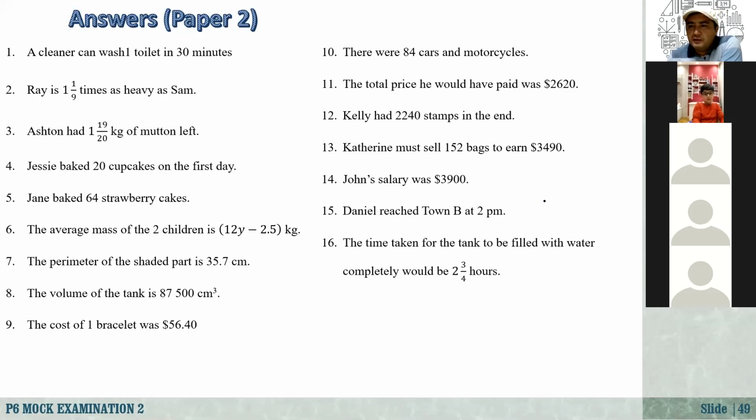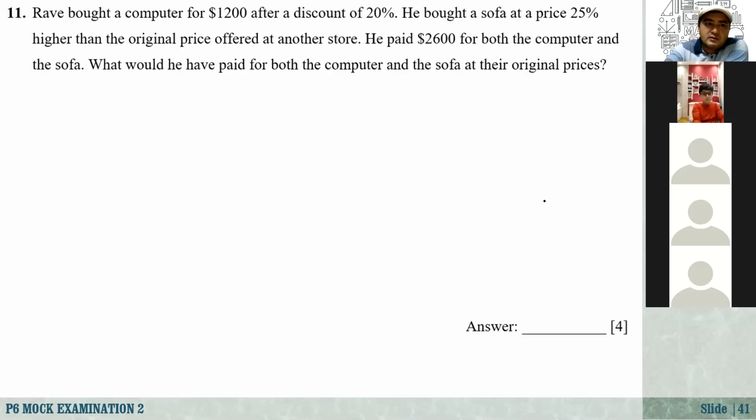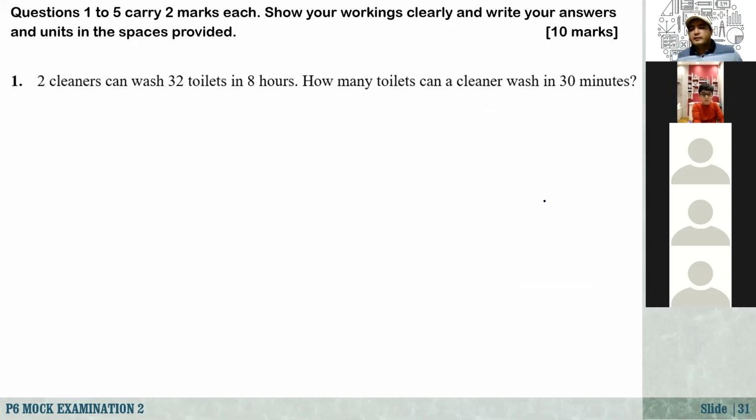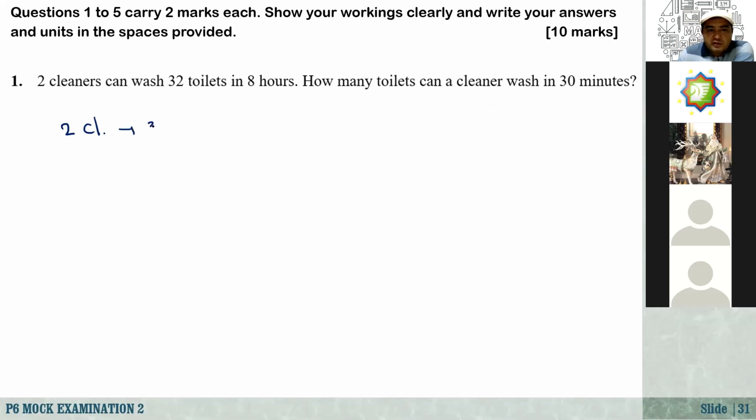Did you say 1? How did you solve it? Yeah, it is 1. Why? Because here we have 2 cleaners, right? Let me just write: 2 cleaners can wash 32 toilets in 8 hours, right?